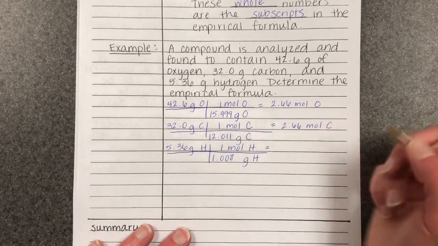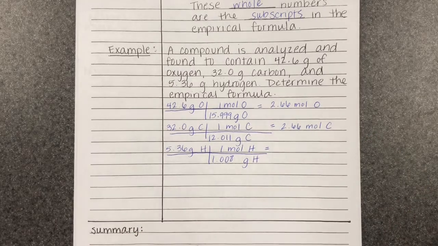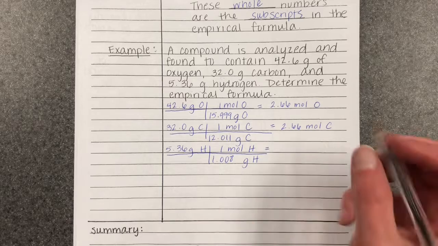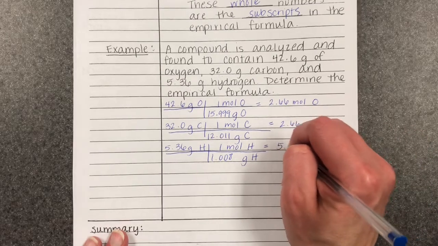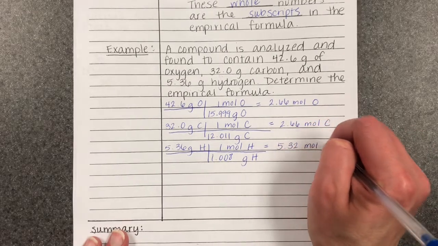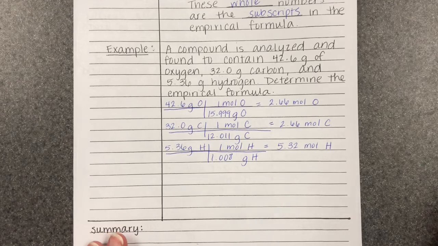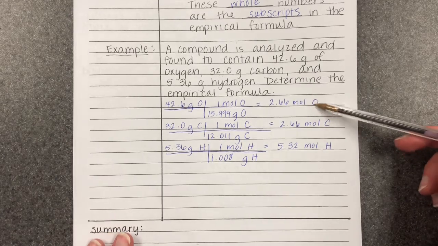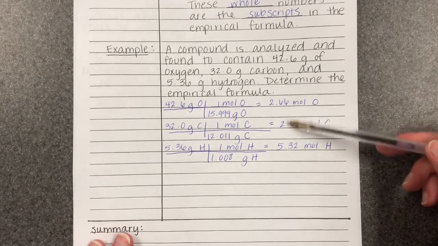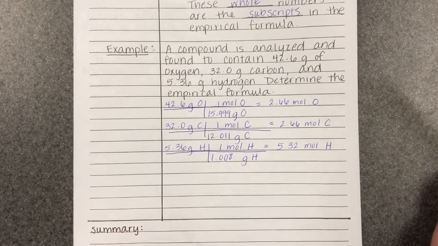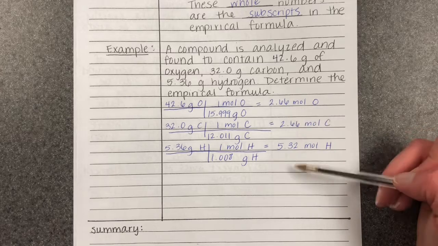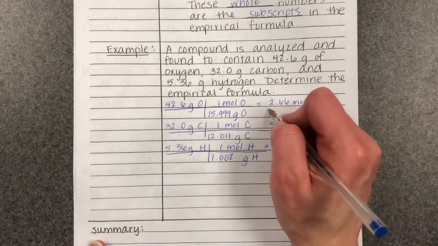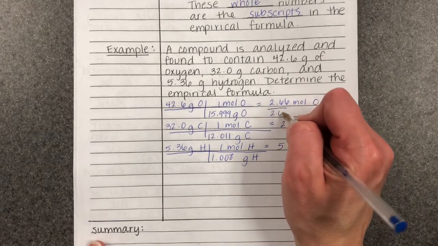The mass on the periodic table is 1.008. So 5.36 divided by 1.008 gives me 5.32 moles of hydrogen. Then the next step was to determine the smallest amount in moles. These two are actually the same, and they're the smallest, 2.66. So my smallest value in moles is 2.66. I'm going to divide them all by 2.66.